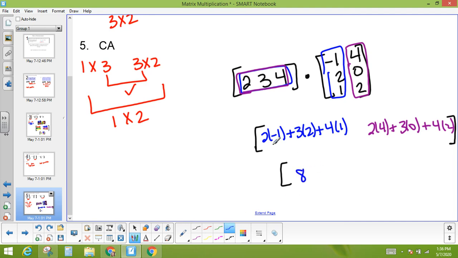That was 8. -2 plus 6 is 4, plus 4 is 8. All right, this is 8 plus 0 plus another 8, so 16. But I do want this to be black.